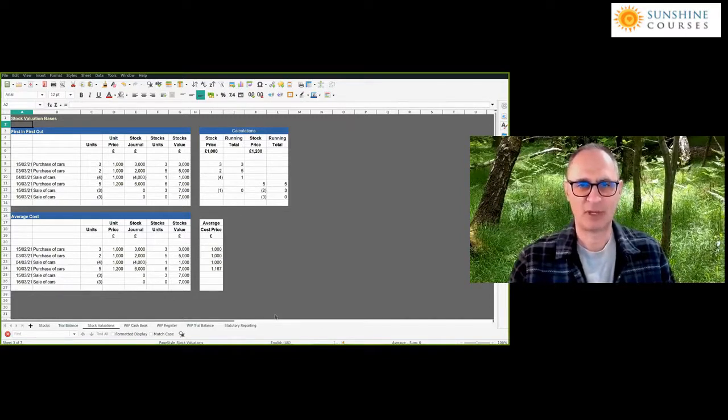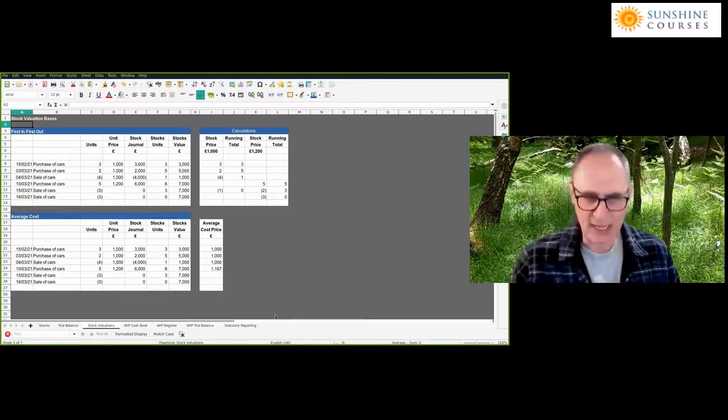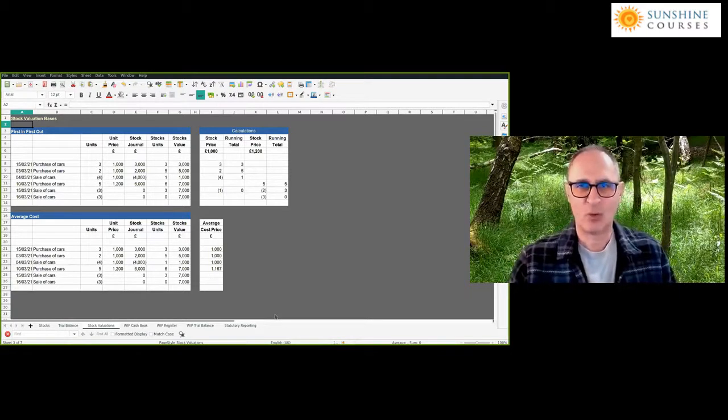So valuation. If we buy stock, buying cars, and every car costs us £1,000, and we sell cars, we know that for every car we sell, it costs us £1,000. That's pretty easy. It doesn't matter what we sell it at. We know that the cost of that car was £1,000 for each car that we sell. That works fine in this example. We bought the 3 cars. The unit price was £1,000. Stock journal, we add £3,000.